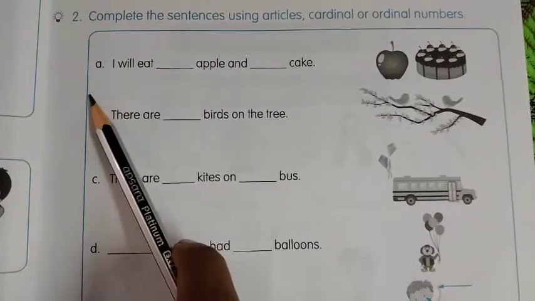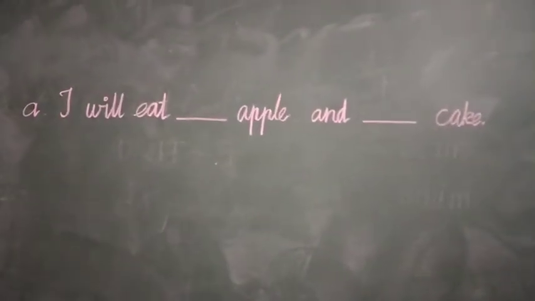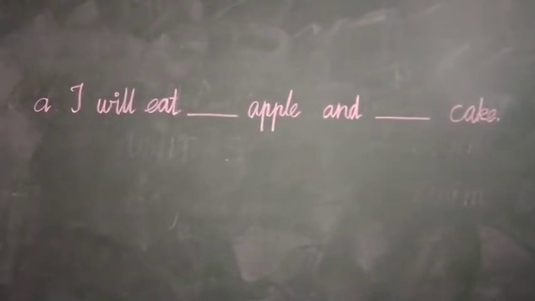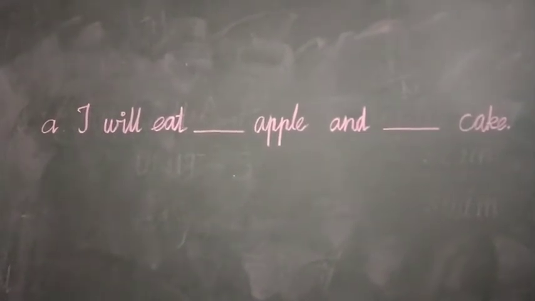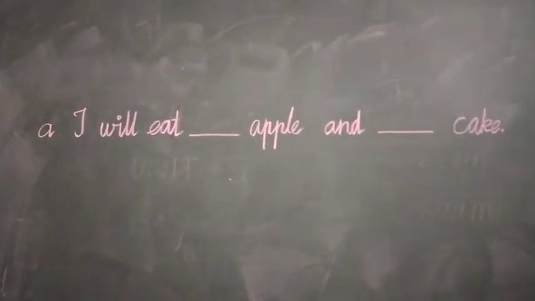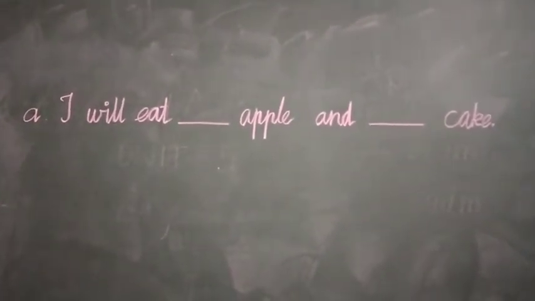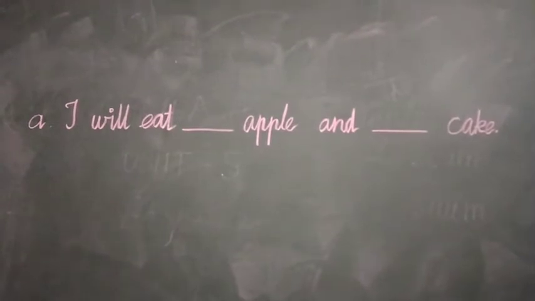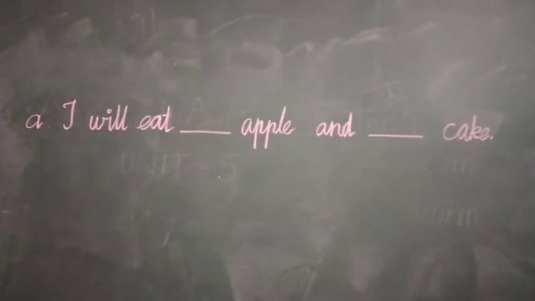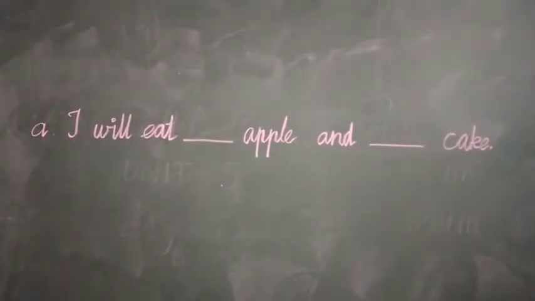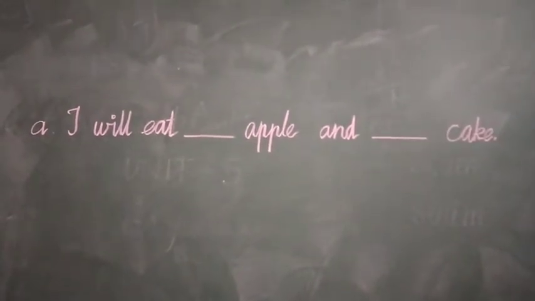Look at the first one. Look at the first sentence. I will eat an apple and a cake. I can see the picture of an apple, right? In the workbook, I can see the picture of an apple and a cake. I am thinking that apple starts with the vowel, right?